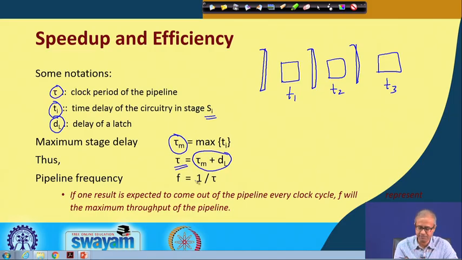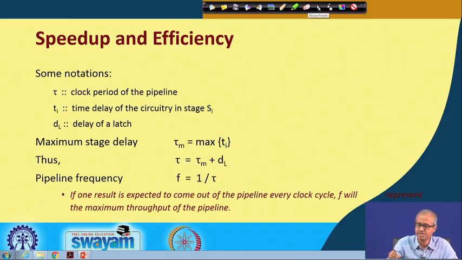Now, the pipeline frequency f will be 1 by that tau. f will also be the maximum throughput of the pipeline if you are expecting one result to come out every clock. That is what I said earlier. Okay. Now, with this assumption, let us try to make a quick calculation.